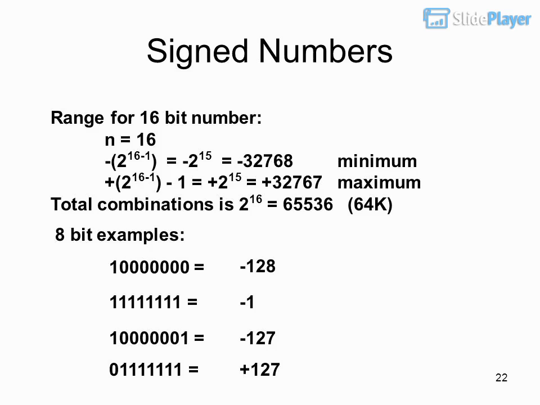Signed numbers. Range for a 16-bit number, n equals 16: minus 2^15 equals minus 32,768 minimum, plus 2^15 minus 1 equals plus 32,767 maximum. The total combinations is 2^16 equals 65,536, or 64K. 8-bit examples: 10000000 equals minus 128.